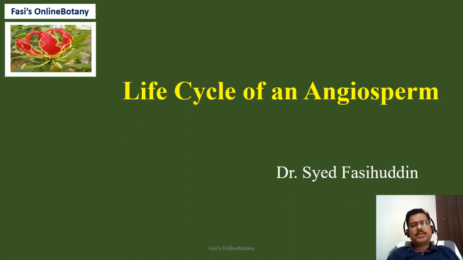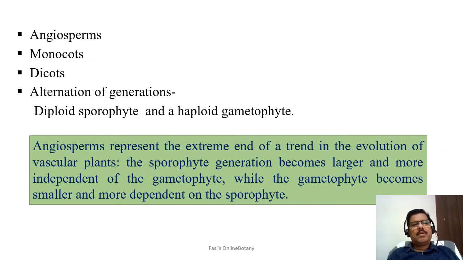In this session, we are going to discuss the life cycle of an angiospermic plant. Angiosperms are flowering plants that are classified based on characteristics that include cotyledon structure, pollen grains, as well as flower and vascular tissue arrangement.